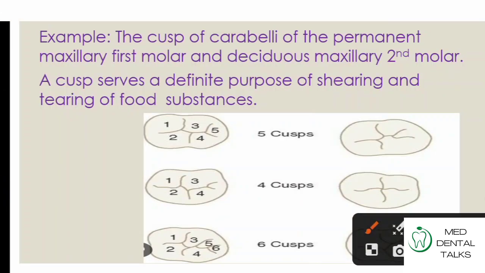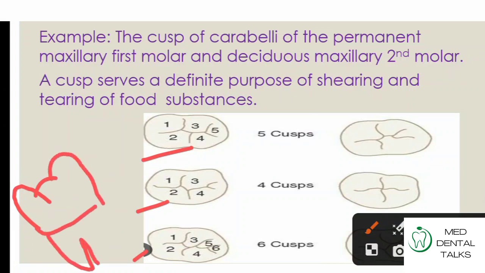This diagram shows different types of cusps, different number of cusps. I show the diagram of cusp. Here you see these are cusps.